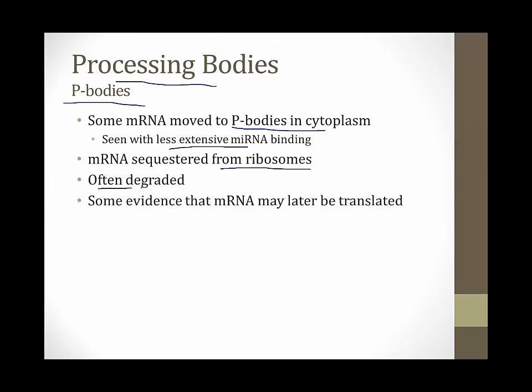Often the messenger RNA is degraded, although there is also some evidence that the messenger RNA may be sequestered and then later released to be translated into proteins. But the point here is that the P-bodies are another mechanism by which a gene that has been transcribed into mRNA can be affected so that it does not necessarily go on to be translated into a protein. And that concludes our module on transcription.